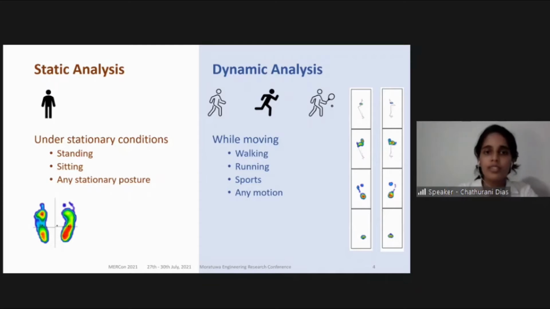But when the person is walking, running, engaging in sports, or during any motion, the places where the load is exerted will change from moment to moment. And therefore, what we get is a dynamic pressure profile and a dynamic load profile. So these two categories, the static analysis and the dynamic analysis, are the two main segments that we encounter when we come to analyze this parameter.